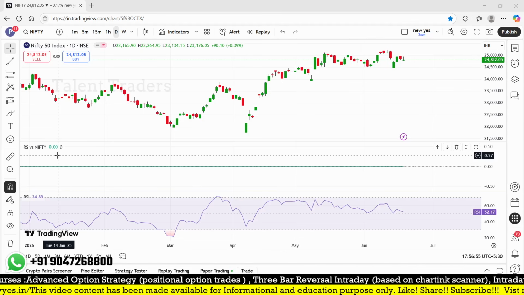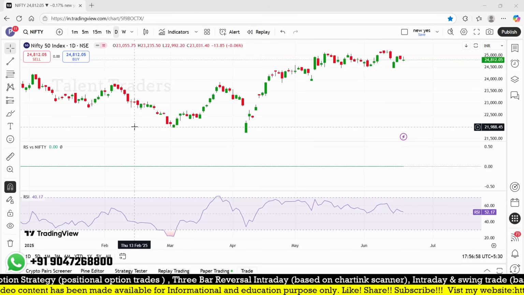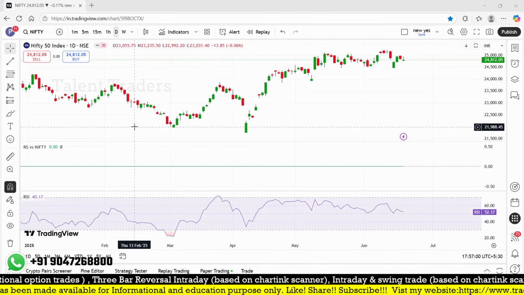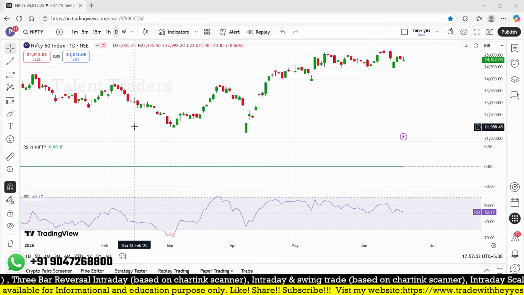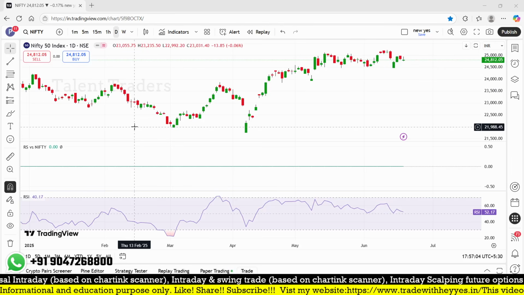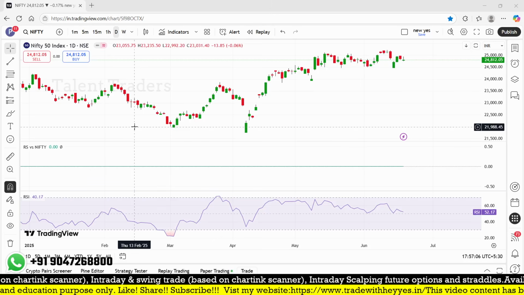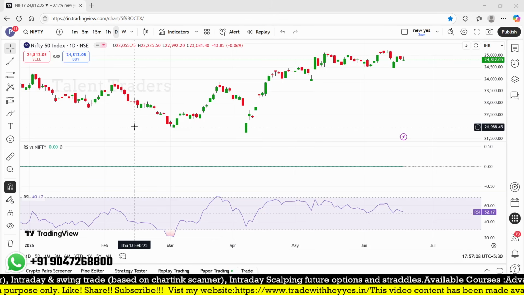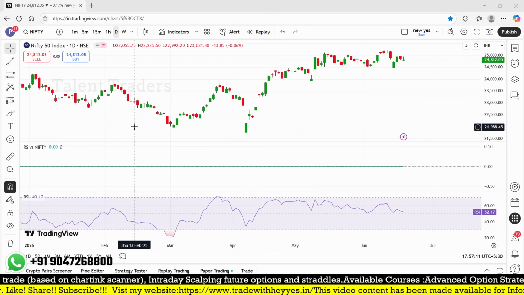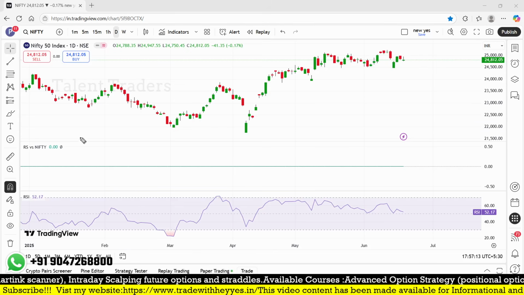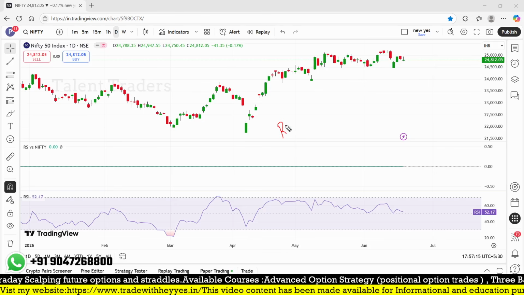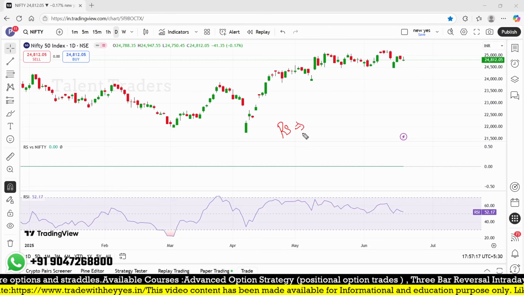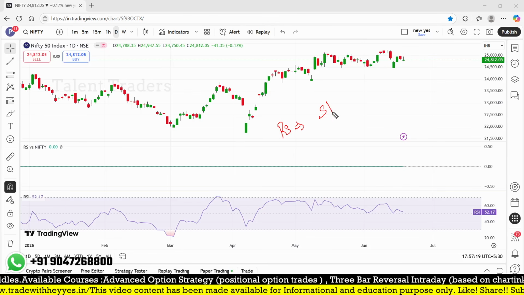RS is used for relative strength between two stocks or an index. For example, we compare one stock with the Nifty or some other stock. There is a normal formula to derive this, but this kind of thing is not available in charting. I tried a different way, so let me show it at the end of this video.